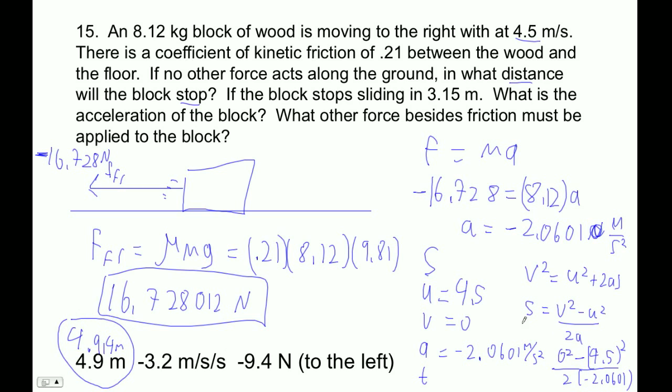All right, so now we've got to figure out the rest of this thing. If the block stops in 3.15 meters, what is the acceleration of the block? I'm going to do that in the next video.